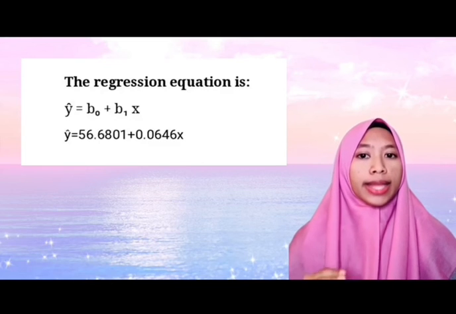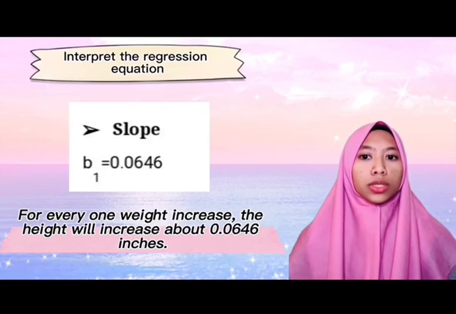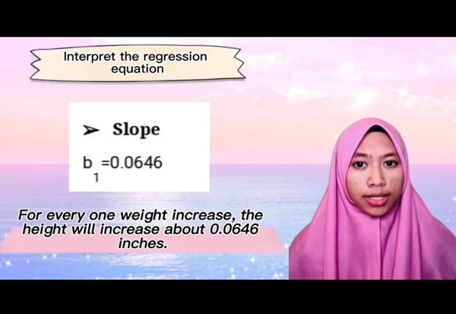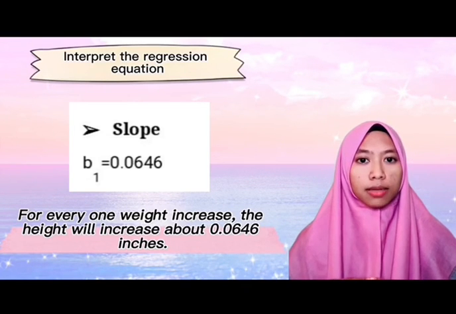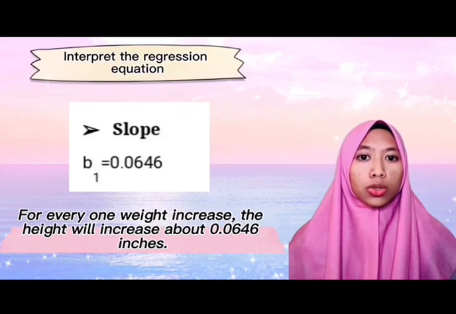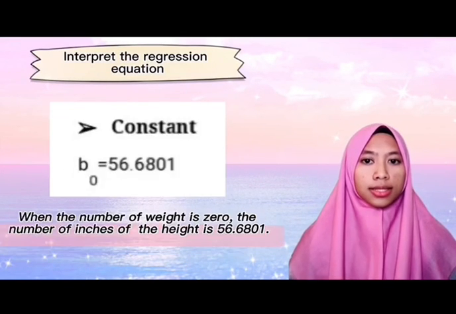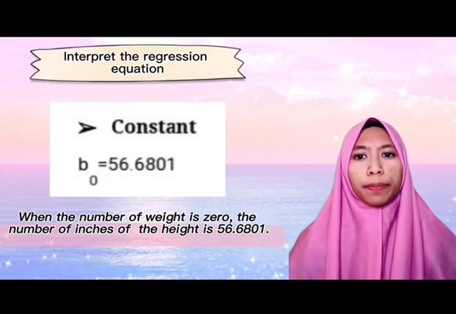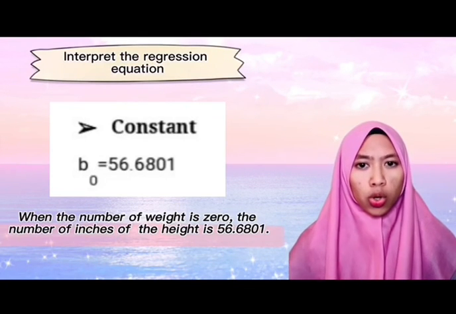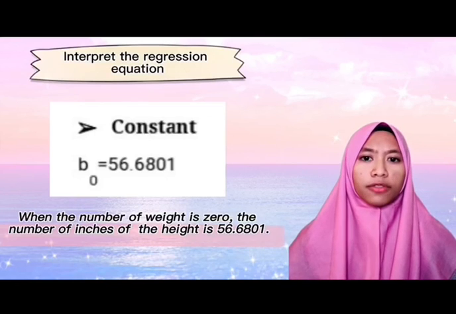Next, based on this answer, to interpret the slope: for every one unit increase in weight, the height will increase by about 0.0646 inches. Next, for the constant: when the weight is 0, the height is 56.6801 inches.